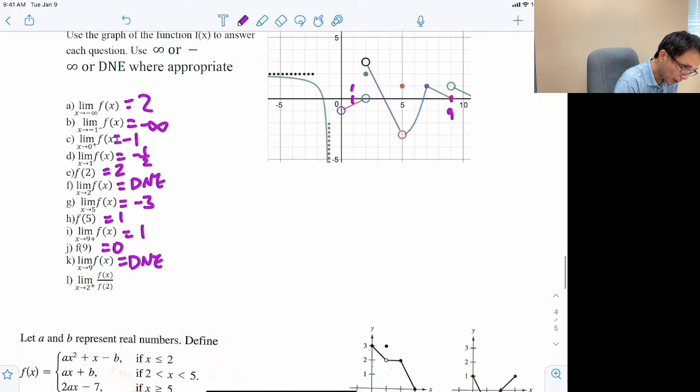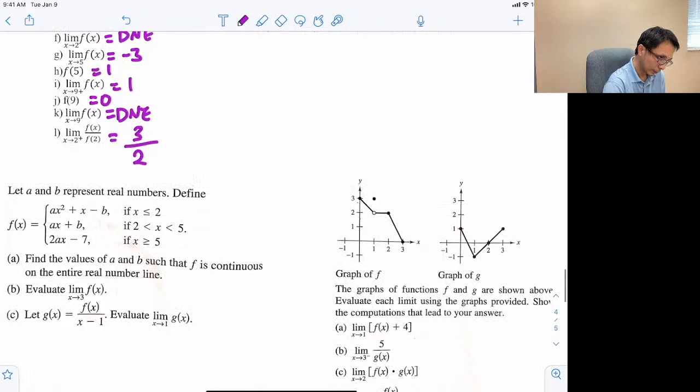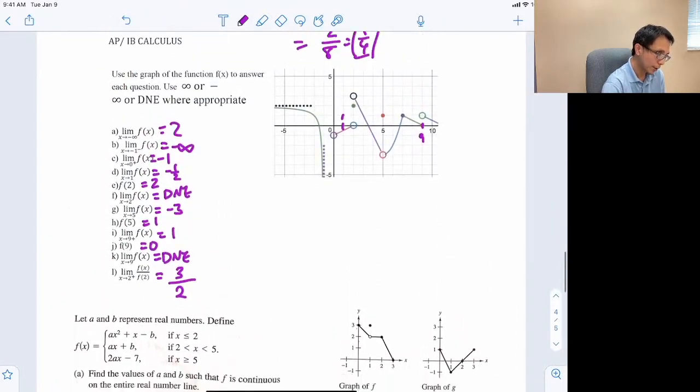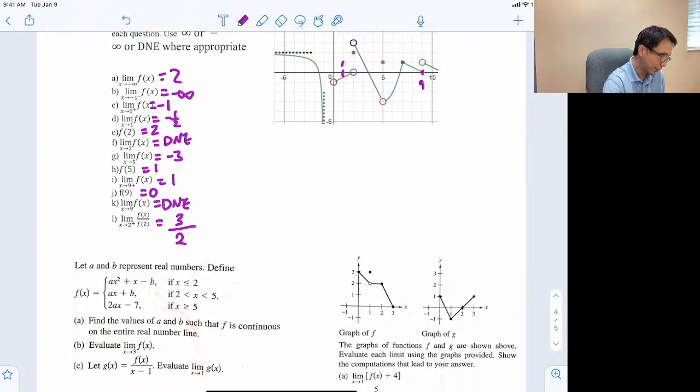It's okay. Yeah. The limit as x approaches 2 plus of f of x in this case, from the left side is going to be 3 on the top. And f of 2 is a solid dot right here, which is 2. And that's it. So this is how to go through this part.